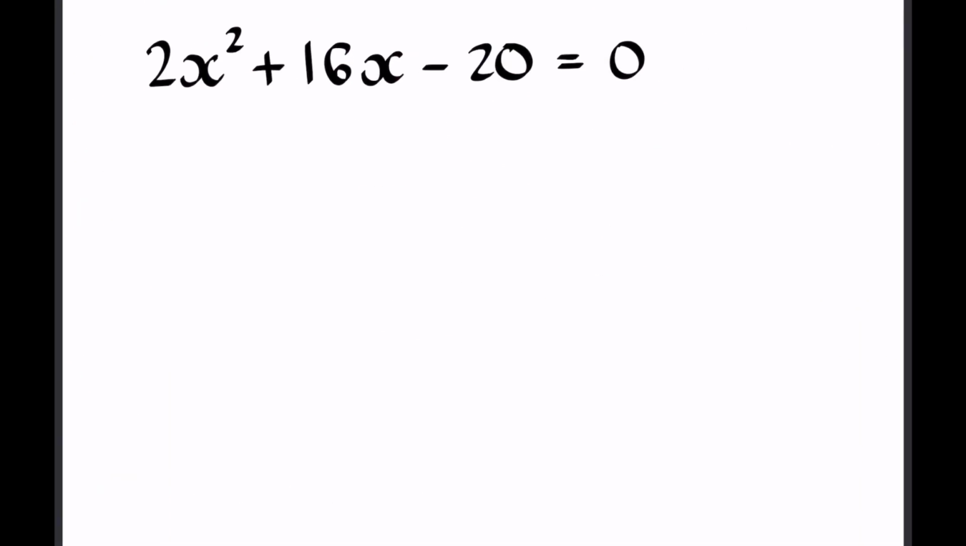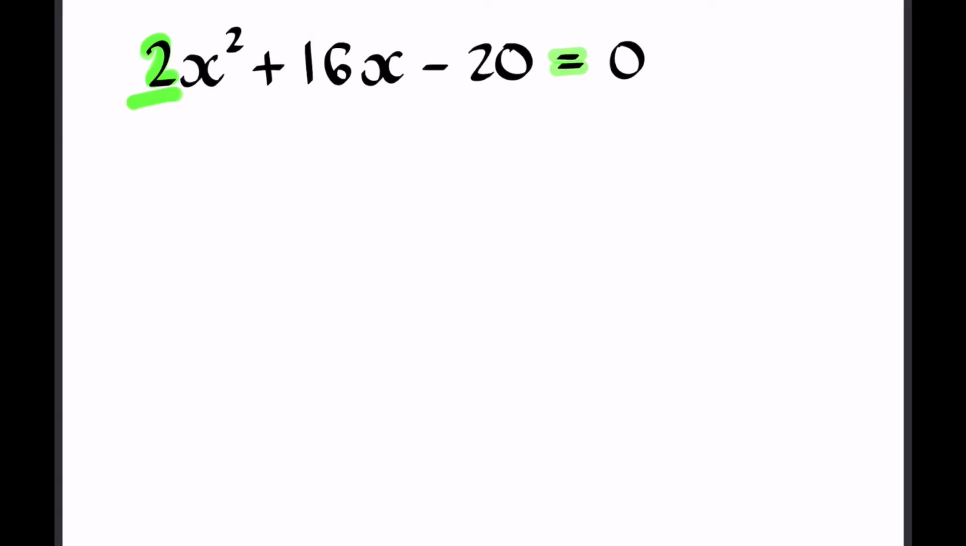Last example, 2x squared plus 16x minus 20. My first step is A, then B, then C. So A here, I'm working with an equation, but I have an A value. So my first step when I'm solving for x by completing the square, I need to get rid of my A value. Now remember, in an expression, we just factor it out. So we just take it out, but we keep it there because we don't want to change the value. But in an equation, I'm just going to divide everything by the A value. So I'm dividing everything by 2.